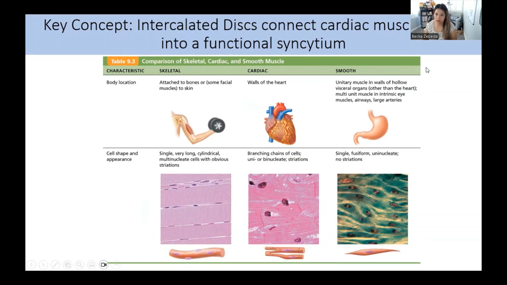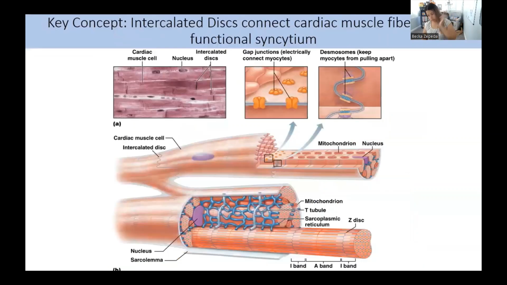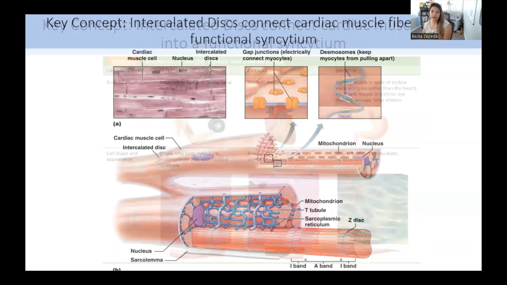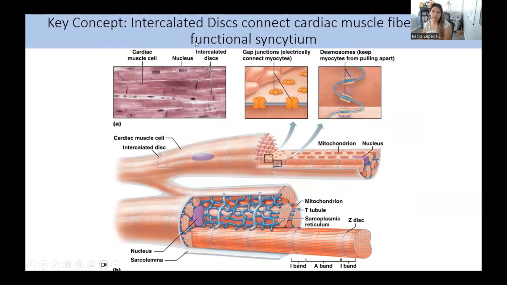Okay, that's it. So first we're going to focus on the anatomical differences between the different muscle types, more specifically between skeletal and cardiac. You should already know the structure and function of smooth muscle. You should actually know it for all of them, but we're really going to show the differences between skeletal and cardiac. Okay, so the key concept at the top of the screen is that intercalated discs connect cardiac muscle fibers into a functional syncytium. And what that means is just one big functional unit. So the heart contracts all together, and it is the gap junctions that allow it to do so.